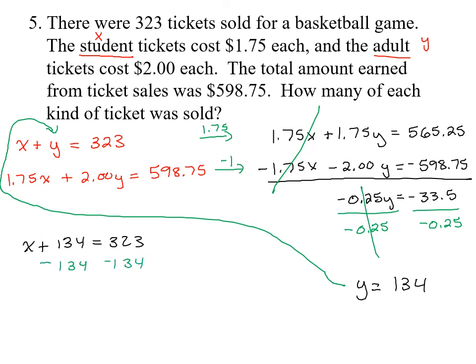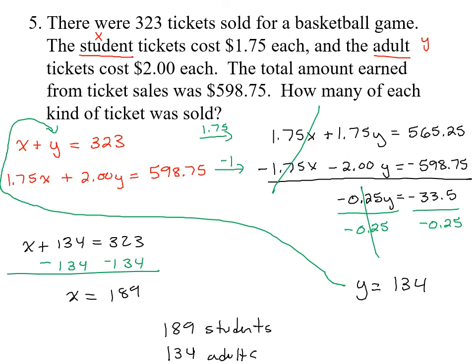And so 323 minus 134 is 189. So I let x be the students. So there were 189 students that came to the game, and there were 134 adults at the game. And that is all of that section.